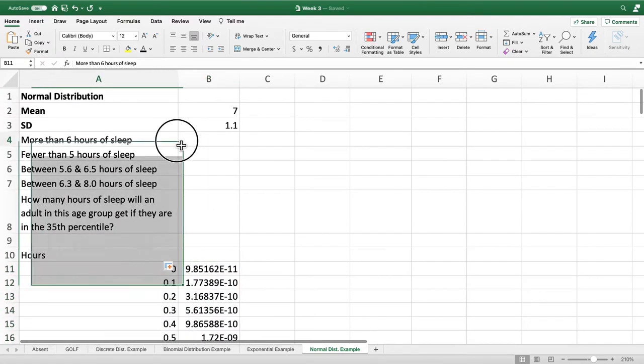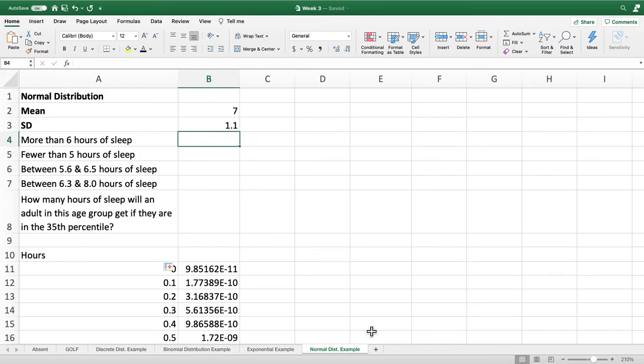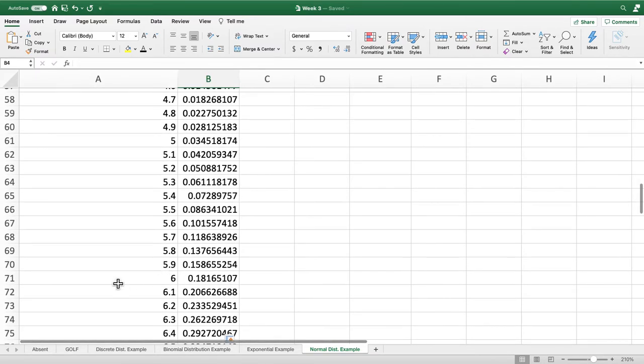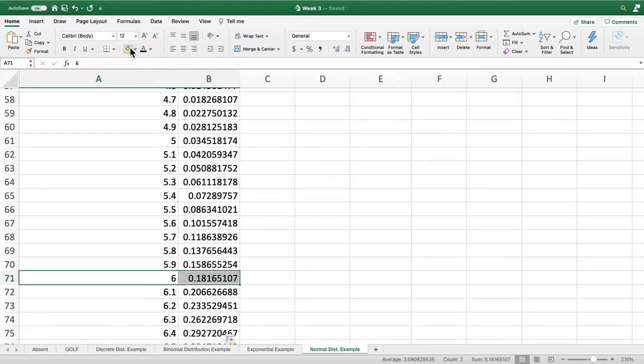All right, so now we want to see, what's the probability of getting more than 6 hours of sleep? Well, the probability of getting 6 hours of sleep or fewer is 0.1816. If we go 6 or under, we're going to be at about 18%. So to find 6 or more, what we're going to do is take 1 and subtract that probability.